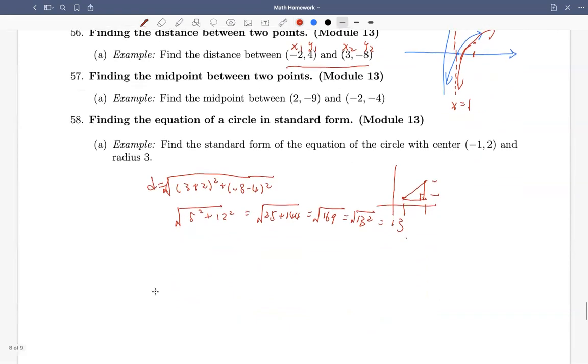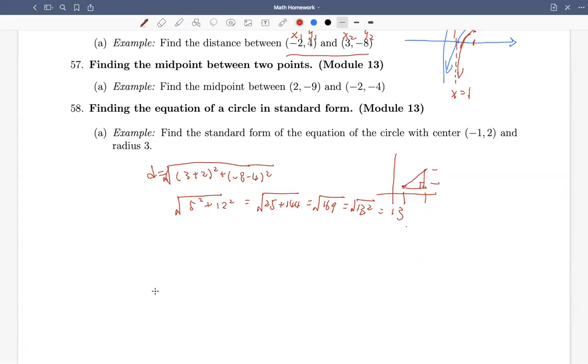58. Find the equation of a circle in standard form. So this is the center and the radius is 3. Right? So (h, k). Remember the circle formula is x minus h squared plus y minus k squared equals r squared. So just follow this formula. And h equals negative 1. x minus negative 1 becomes x plus 1 squared. Plus y minus k, which is 2, squared. Equals r squared. r squared is 3 squared. 3 squared is 9. And that's it.